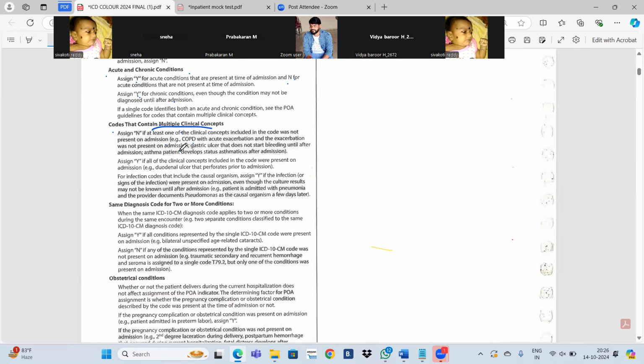So what do we need to code, COPD or COPD exacerbation? COPD exacerbation. COPD exacerbation is the more severe condition compared to COPD, the more specific code. So you need to give COPD exacerbation and add the N indicator.